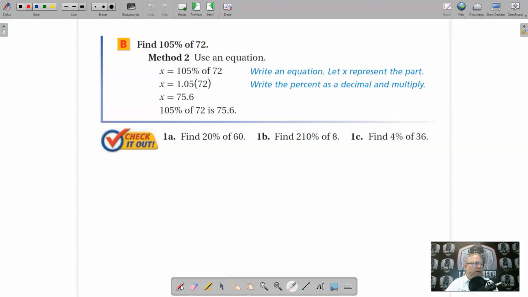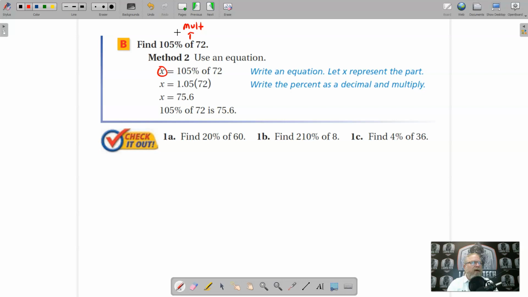One thing I want to point out here, which the textbook really doesn't talk about, is that the word "of" implies that we should multiply. M-U-L-T, I just put M-U-L-T for multiply. So we want to find 105% of 72.